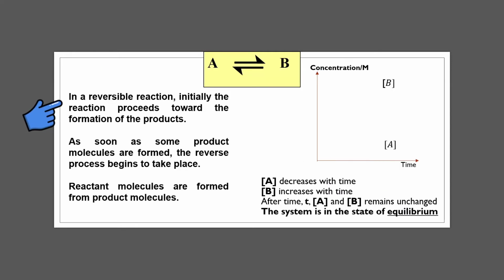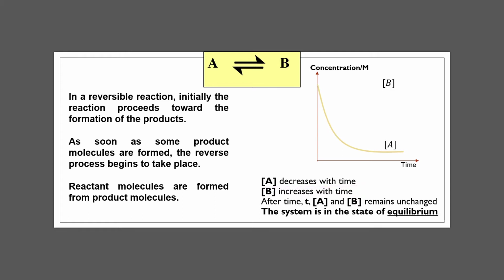In a reversible reaction, initially the reactions proceed towards the formation of products. As soon as some product molecules are formed, the reverse process begins to take place, and reactant molecules can also be formed from the product molecules. For example, for a reversible reaction whereby reactant A is converted to product B, initially, the concentration of reactant A decreases with time.